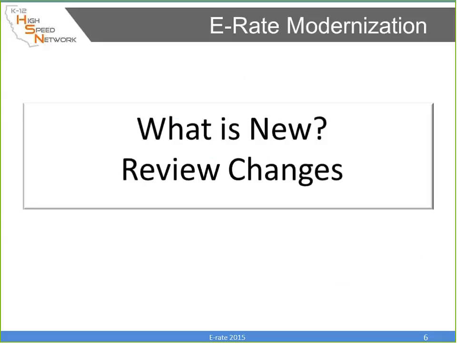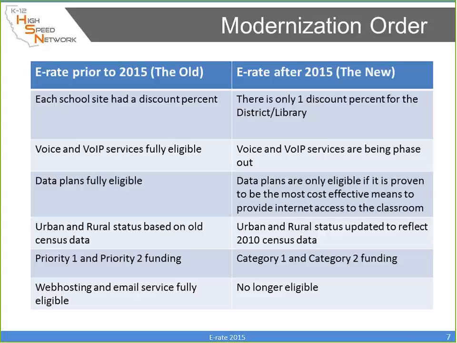So what's new to E-rate? Actually, quite a bit. We're going to just quickly review some of the changes. Now, this doesn't by any means represent all of the changes, but some of the major ones. We see E-rate of old listed on the left, E-rate of new listed on the right. The old E-rate had a discount percentage for each single site in the district or in the library system. New E-rate has 1 discount percent for the entire district. Doesn't matter what site you're at. You, in the past, were a high discount, and you had other low discounts, it doesn't matter. You get 1 average discount for the district.